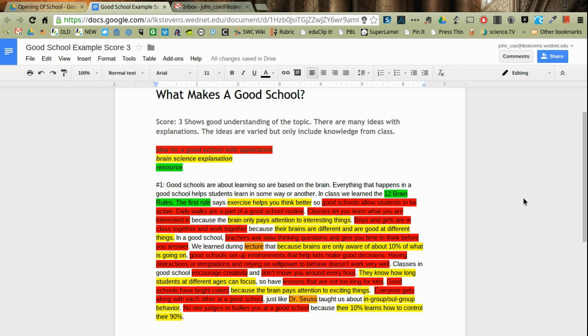So you can see just at a quick glance, there's quite a few different ideas in this paragraph, all those different bars of red. There's a good bit of brain science. There's pretty much one yellow highlight for almost every red highlight, pretty close. And then there are a few resources. I see the brain rules, I see lecture, and I see Dr. Seuss. So hopefully that gives you an idea of what we're looking for.